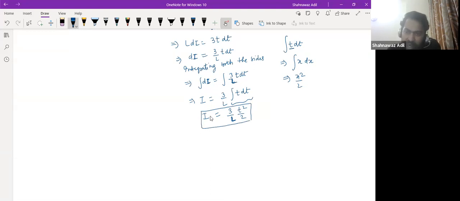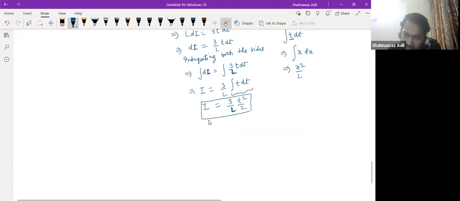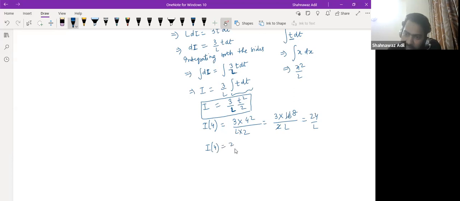Now they want us to calculate the energy at 4 seconds. So what is the current at 4 seconds? That is 3 into 4 squared by L into 2. So this is 3 into 16 divided by 2L, which is 24 by L. So the current is now known: 24 by L.